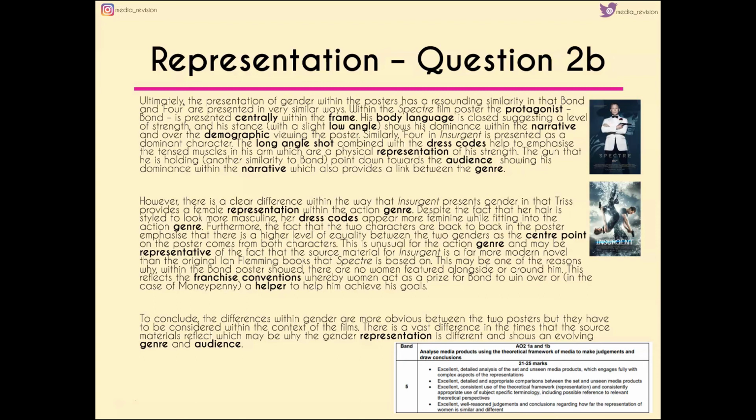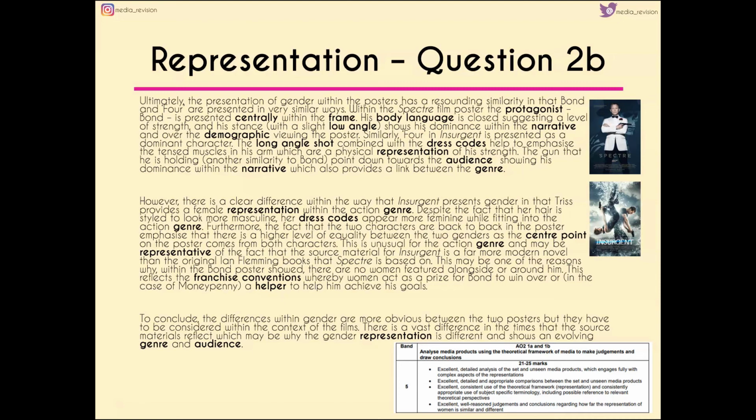To conclude, the differences within gender are more obvious between the 2 posters, but they have to be considered within the context of the films. There's a vast difference in the times that the source materials reflect, which may be why the gender representation is different and shows an evolving genre and audience.